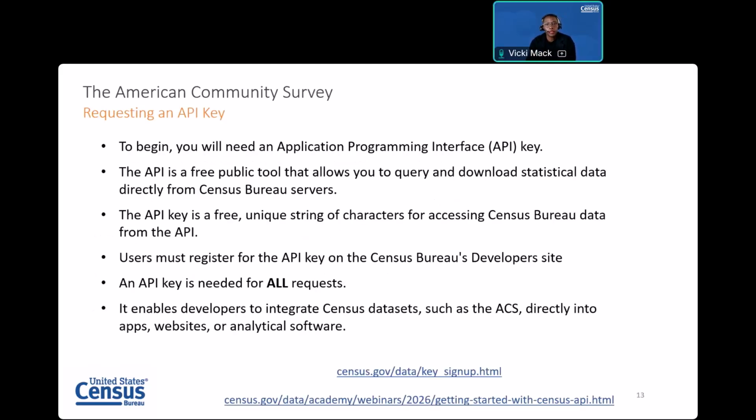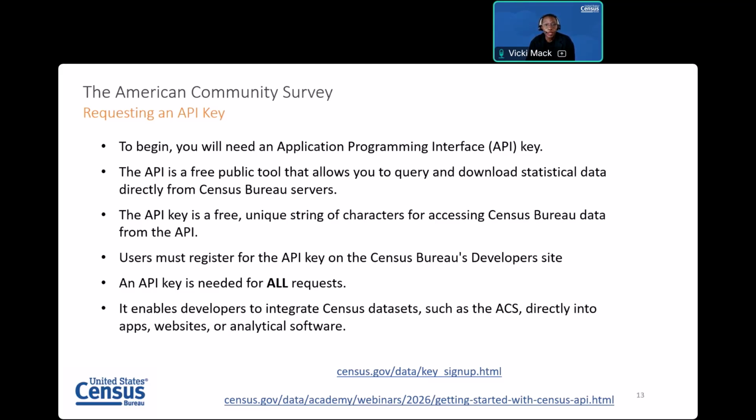To begin mapping ACS data in R, you first need an application programming interface or API key. Now, the API is the free public tool that allows developers and researchers to query and download statistical data directly from Census Bureau surveys. You only need to request the API key one time. An API key is a free, unique string of characters required to access U.S. Census Bureau data from the API. Users must register for their API key on the Census Bureau's developer site.